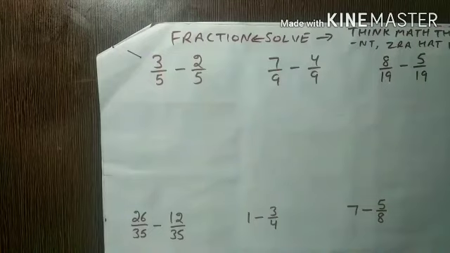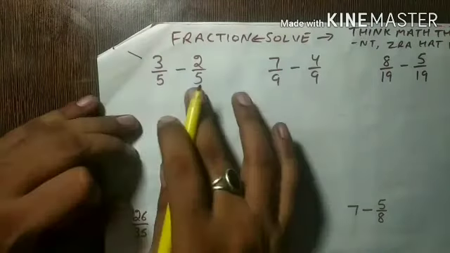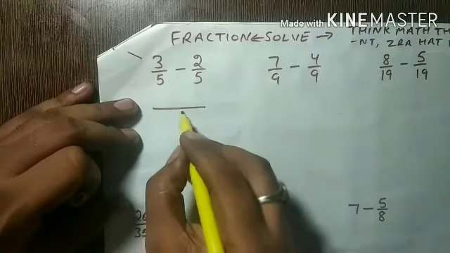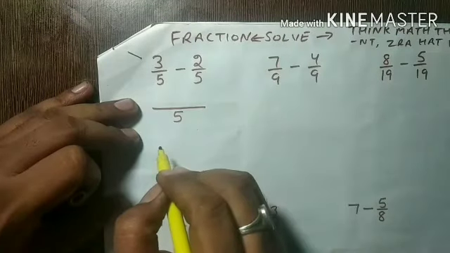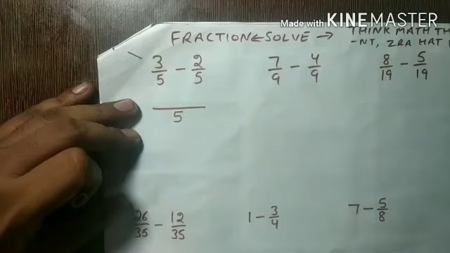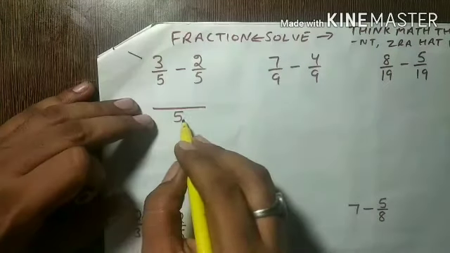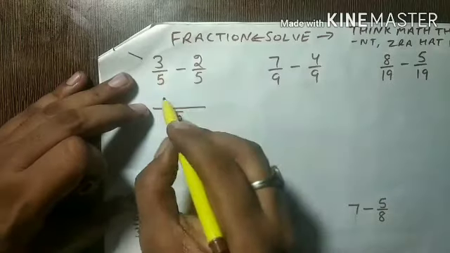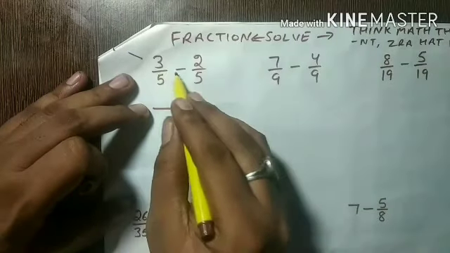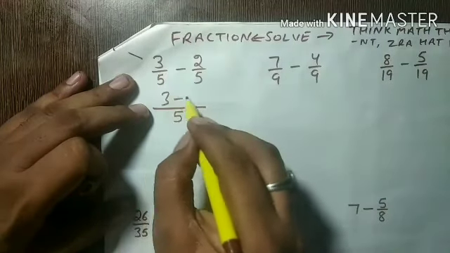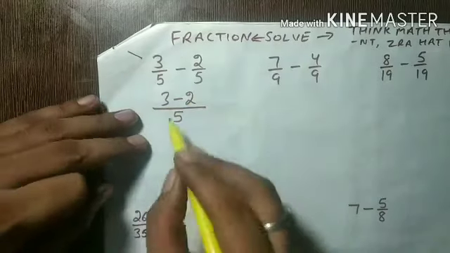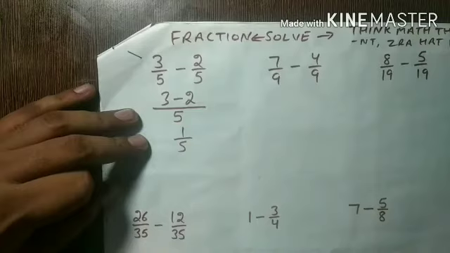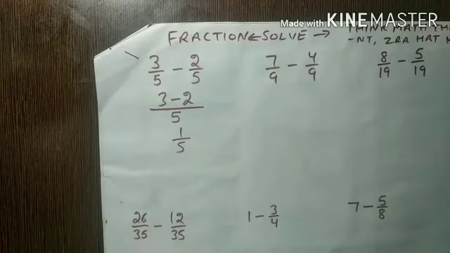Okay, so first of all, in the case of like fractions, we will mark a division bar and write the common denominator as the denominator. Now 5 again, and what is the numerator? 3 minus 2. I will write 3 minus 2, that is 1 over 5. So student, this is the answer.